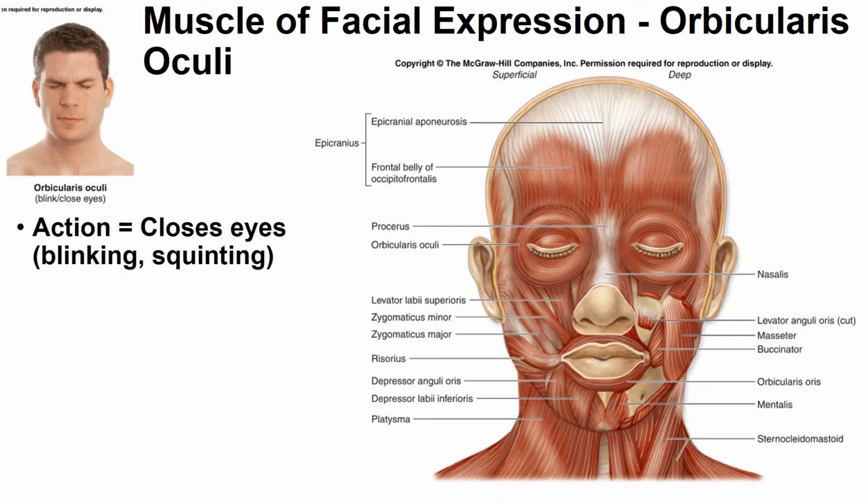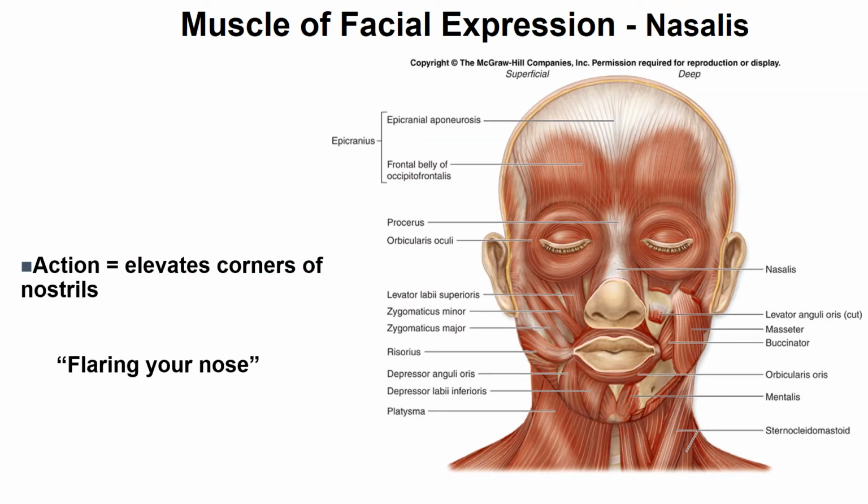The orbicularis oculi are going to be the muscles that surround the eye. And so these are going to have a circular arrangement to their fascicles. And so when you contract this muscle, the eyelids are going to close, like when you blink, wink, or squint. Your nasalis muscles are going to be superficial and they are going to elevate the corners of the nostrils. So these will go towards the sides when we are on the lateral portion of the nose and then go towards the middle, towards that glabella. And so these muscles' action will be like flaring your nose.